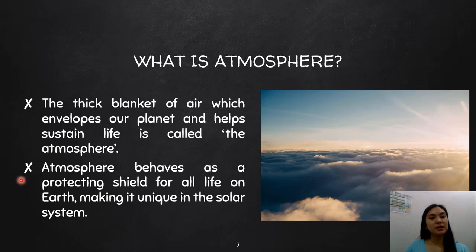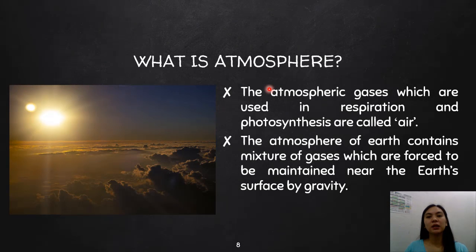The second note here states that the atmosphere behaves as a protecting shield for all life on Earth, making it unique in the solar system. The atmospheric gases which are used in respiration and photosynthesis are called air. So when we say air, it is very specific: the gases being used for respiration and photosynthesis. However, when we say atmosphere, it is the totality of that blanket which envelopes our planet.